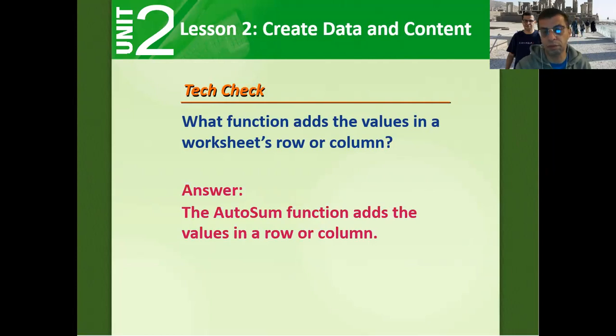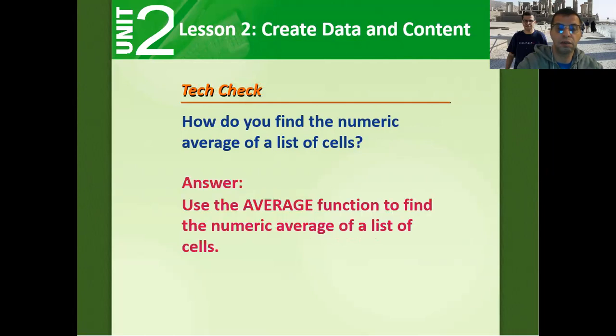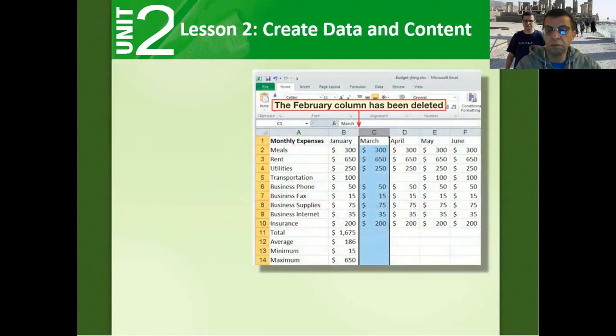The AutoSum function adds the values in a row or a column. How do you find the numeric average of a list of cells? Use the AVERAGE function to find the numeric average of a list of cells. So you highlight them, click Sum, and select the column in this place.